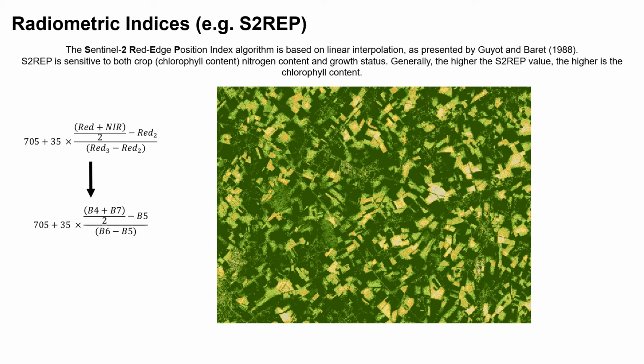Another radiometric index that can be calculated from Sentinel-2 data and is useful to monitor crop and vegetation status is the Sentinel-2 red edge position index, which is based on linear interpolation. It is sensitive both to crop chlorophyll content and nitrogen content, and it can provide valuable information about crop growth status.